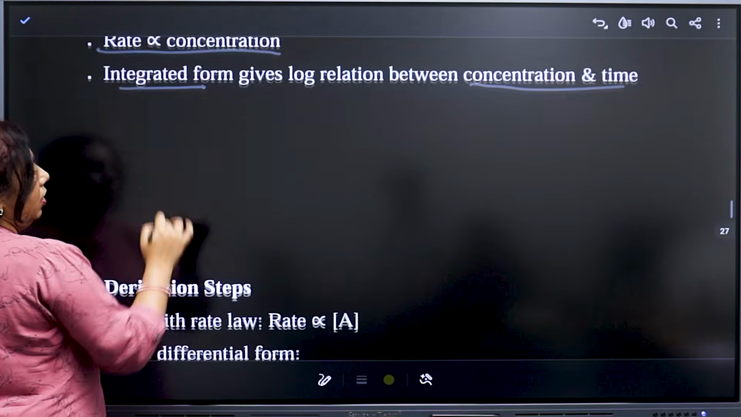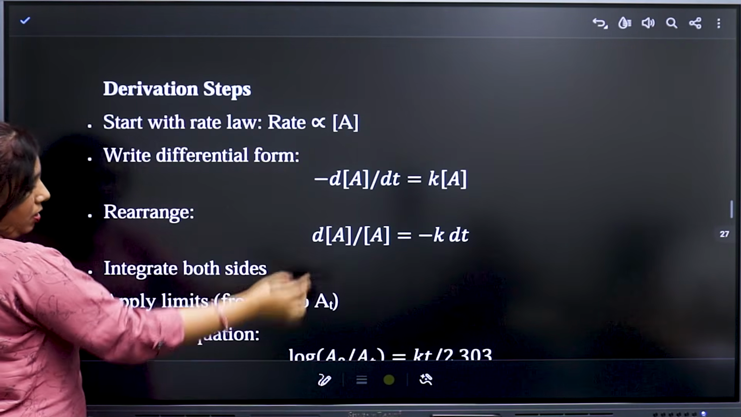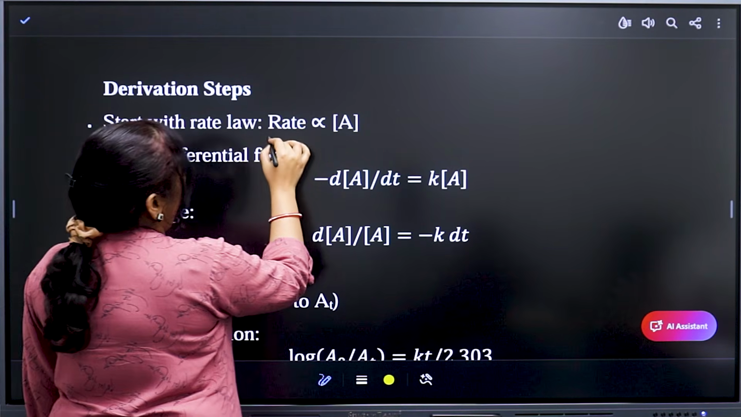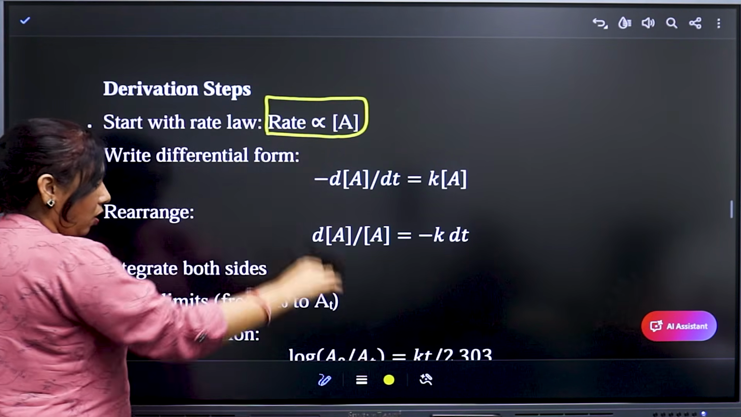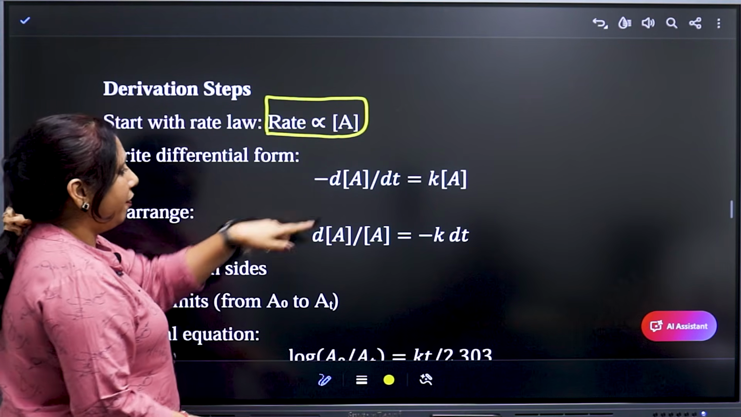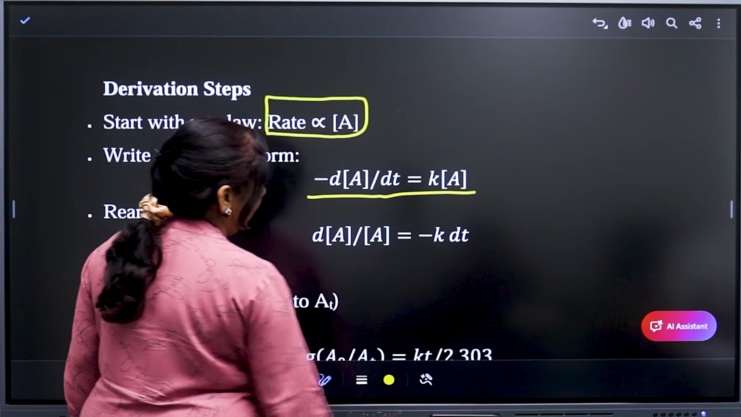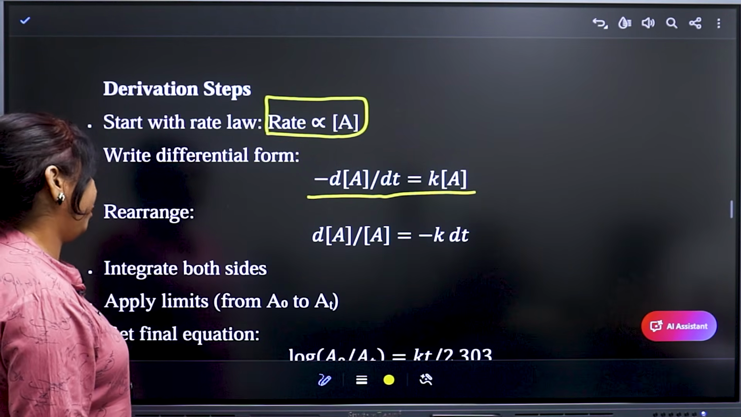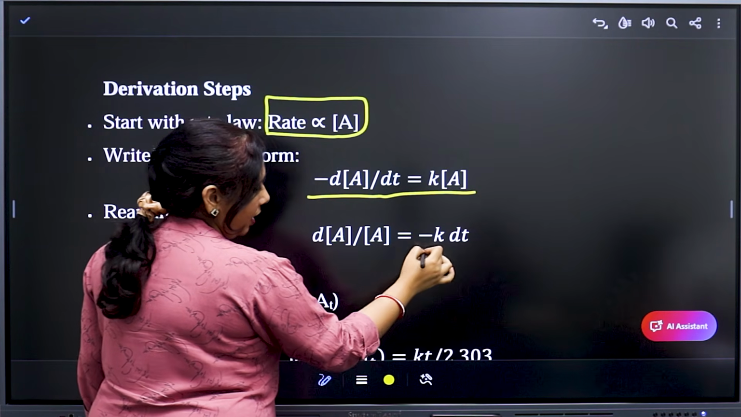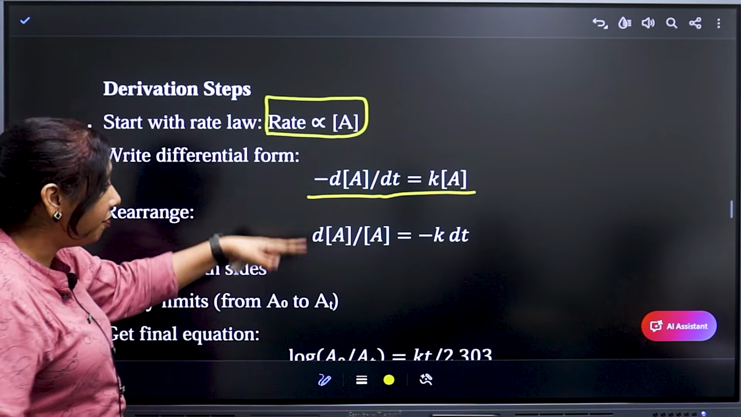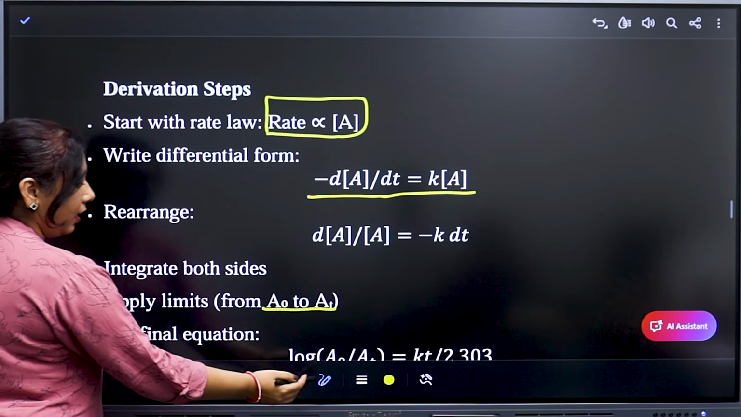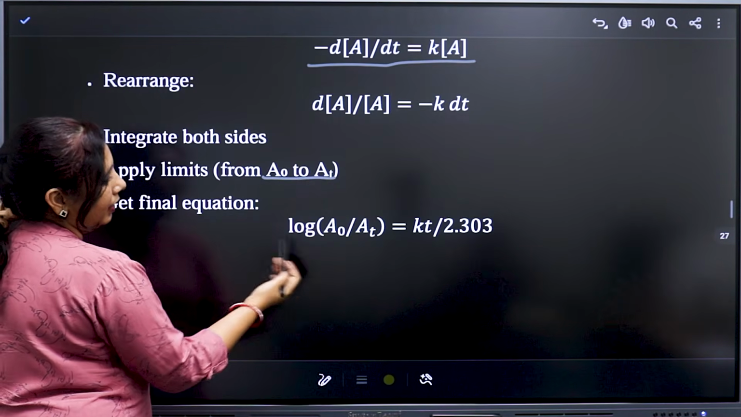So see these derivation steps. What are the steps we have? First one, we have to start with the rate law. Rate is proportional to the concentration of A, for example any reactant. So here we have to write the differential form, -d[A]/dt = k[A]. Then after rearranging, we get d[A]/[A] = -k dt. Then after integrating with these limits, we'll get the final equation like this.